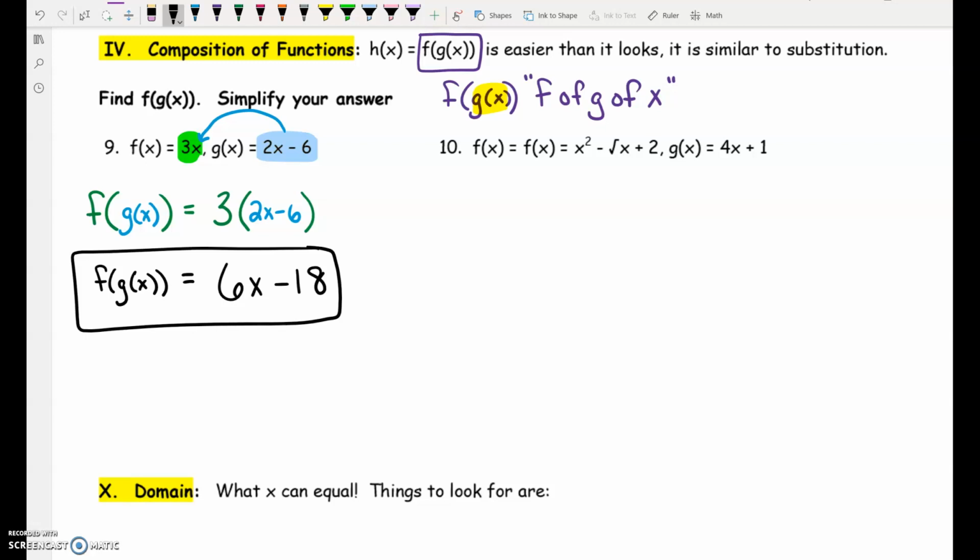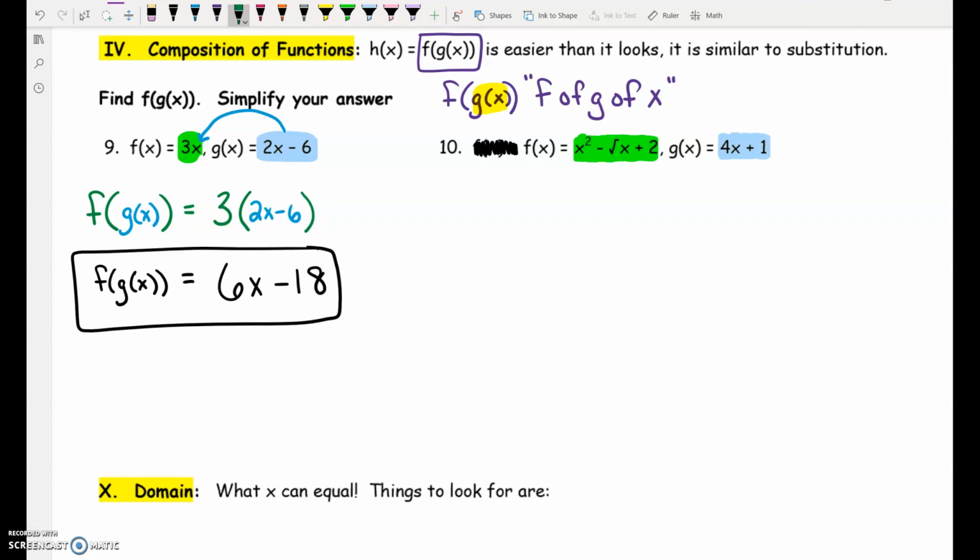Number 10, it looks like there's a little bit of a typo. There's an extra f of x written here, so just cross off that first f of x. Ooh. f of x is x squared minus the square root of x plus 2. g of x is 4x plus 1. I will not give you one that looks this confusing on your own.